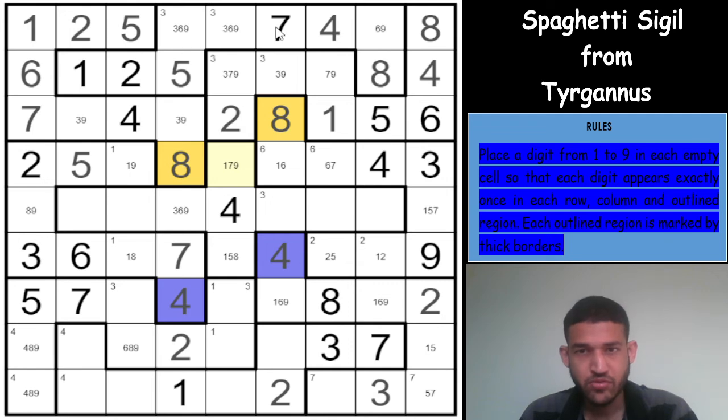Okay, so 2, 4, 7, 8, 1, 3, 5, 6 and 9. So 3 is in one of these two cells. So ages back we made this pencil mark, and that is still lying around. This is 1, 2, 6 and 9. Okay, nothing there. In column 7, 2 is in one of these two cells, and I don't think that is helping us in any elimination.